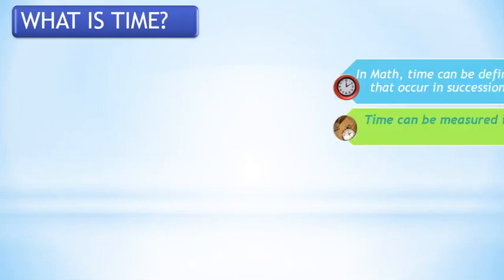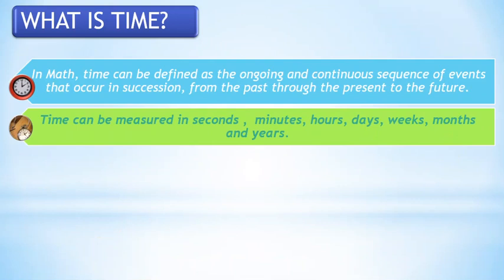Okay, now we are going to start today's lesson with the definition of time. In mathematics, time can be defined as the ongoing and continuous sequence of events that occur in succession from the past through the present to the future. Time can be measured in seconds, minutes, hours, days, weeks, months, and years.